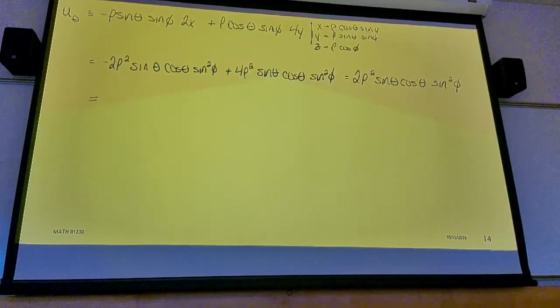Sine theta, cosine theta, that's sine of 2 theta over 2.